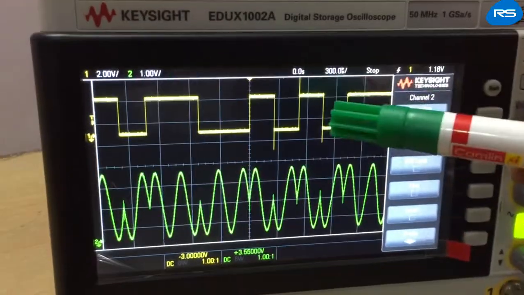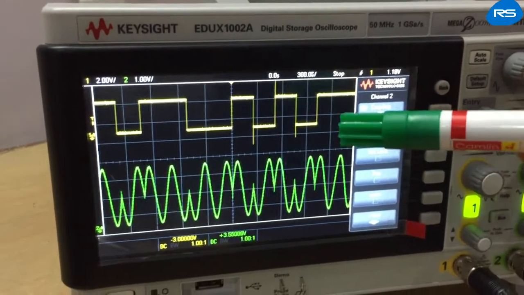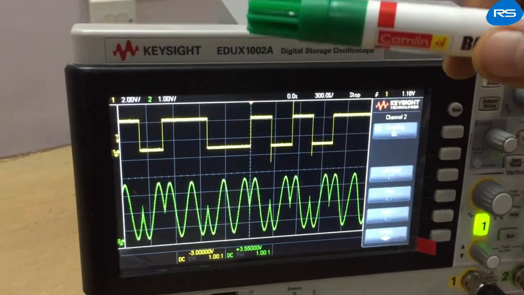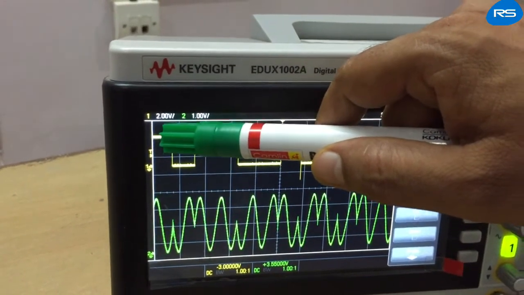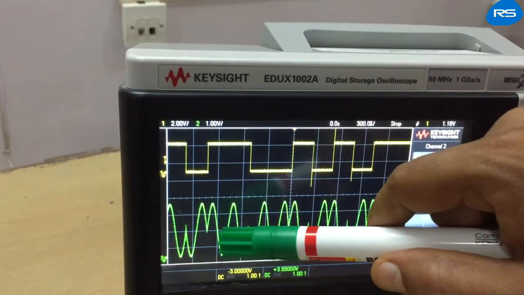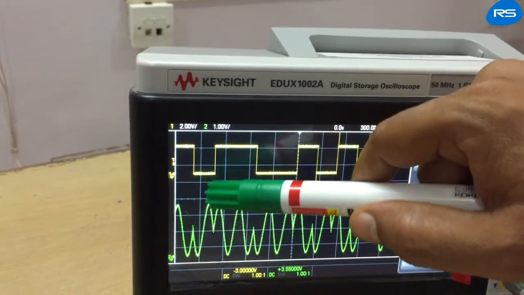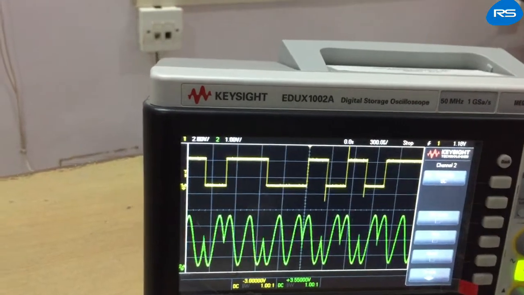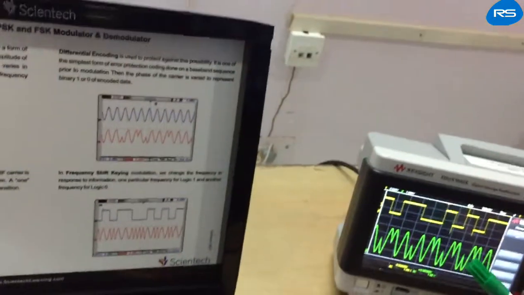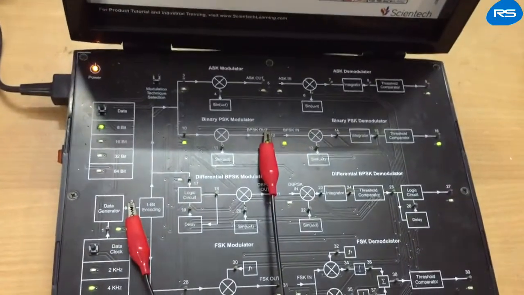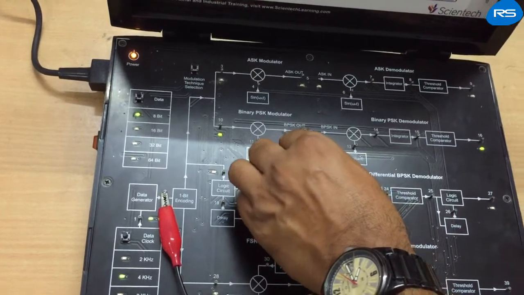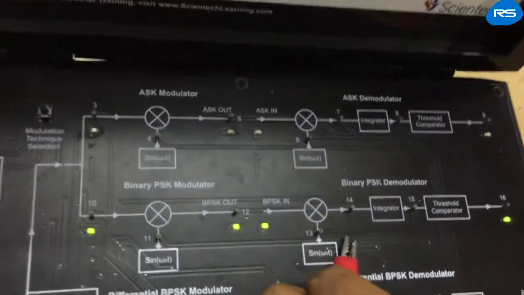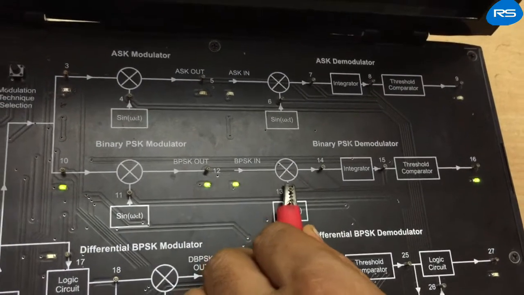So you can observe that when the data stream is 1, it causes a phase transition, and a 0 does not produce a transition. So in this way we have obtained the binary phase shift keying modulated output. Now this modulated output of the BPSK modulator is fed to the BPSK demodulator, where we can again observe various waveforms.